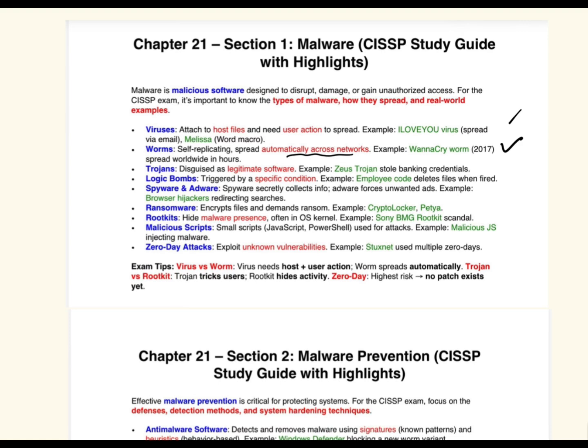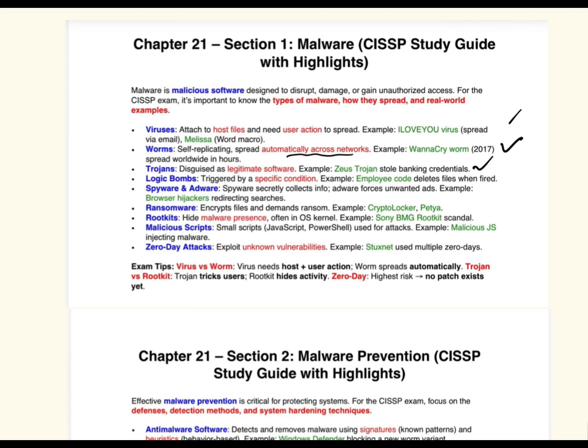Trojans are disguised as legitimate software or applications to trick users into installation. Once installed, they create backdoors or steal data. Backdoors are very important. For example, the ZeuS Trojan stole banking credentials. So what is the exam tip? Trojans trick user installation, not self-replication.